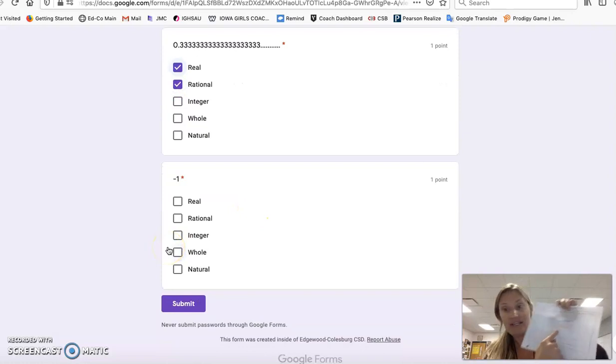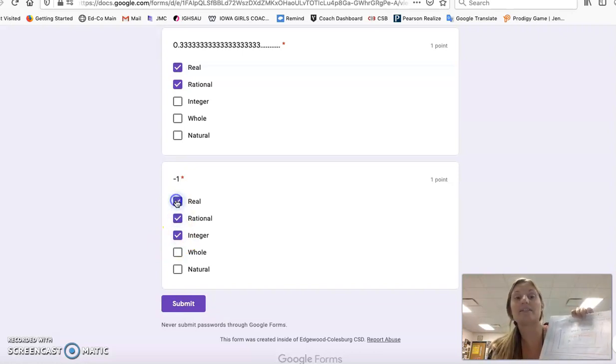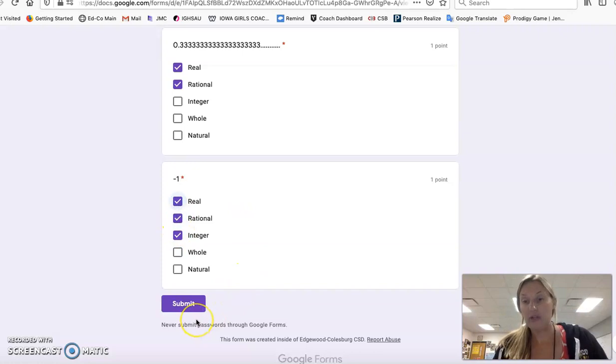-1. Natural numbers don't allow negatives. You can't count to -1, so it doesn't go there. Whole numbers don't allow negatives. It doesn't go there. Integers allow negatives, so it goes there. And if it's in the integer box, it's in the rational box, and it's in the real box. And then you would submit.